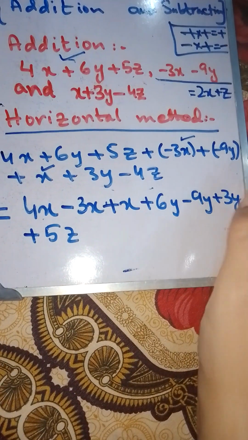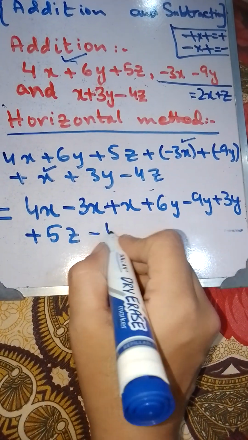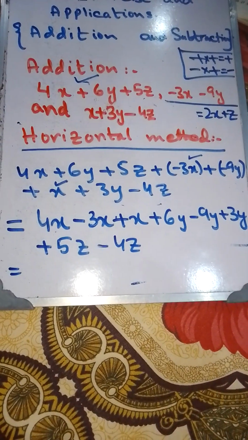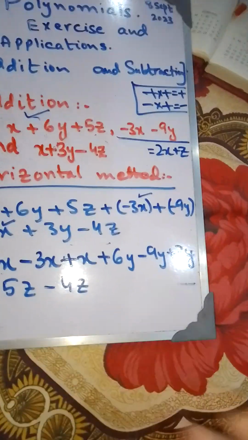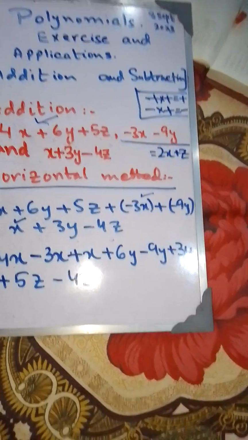No z over here, so go for the third one. The third one has minus 4z. Let's move further. Okay, so over here I have sorted out all the variables x, y and z.